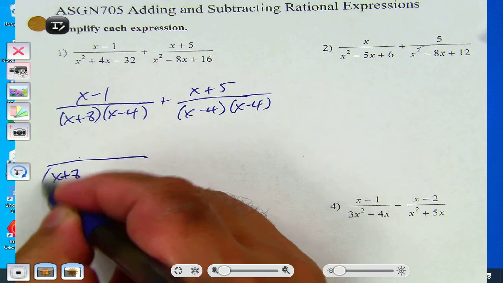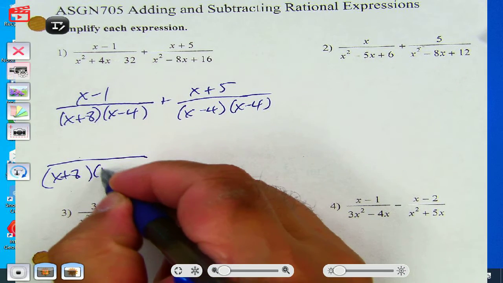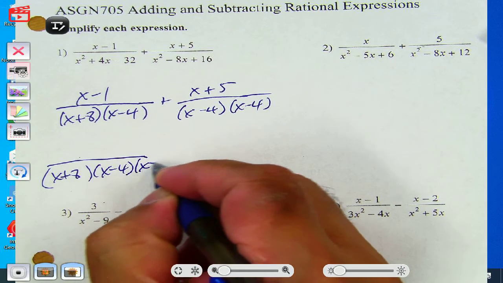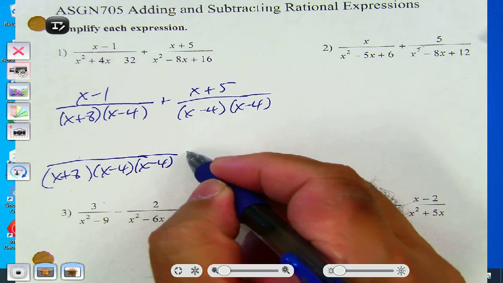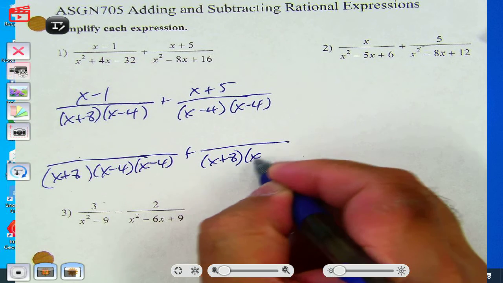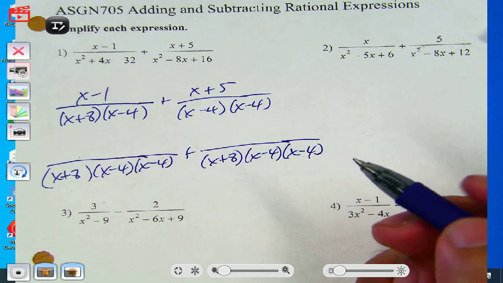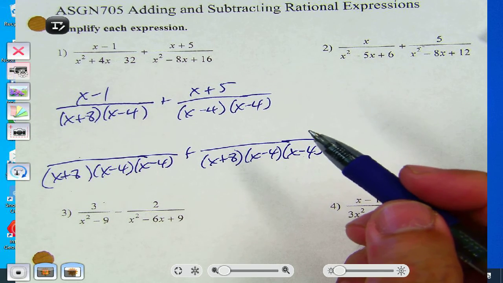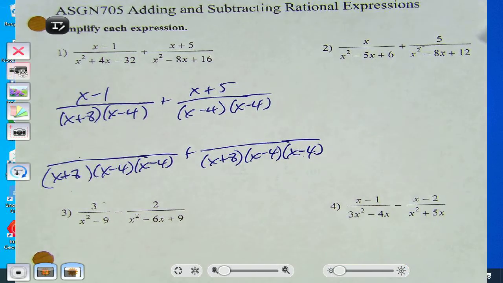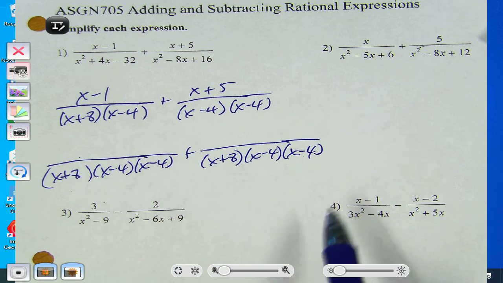Alright, so the weird thing is, the x minus 4 appears twice in one of these. So that means you gotta write it twice. It's kind of like if the denominators are 4 and 2, what's the common denominator? 4. If you have a 2 and a 4, the common denominator is 4 and not 2. So here, I had a pair of x minus 4s. I have to have a pair of x minus 4s in my common denominator.